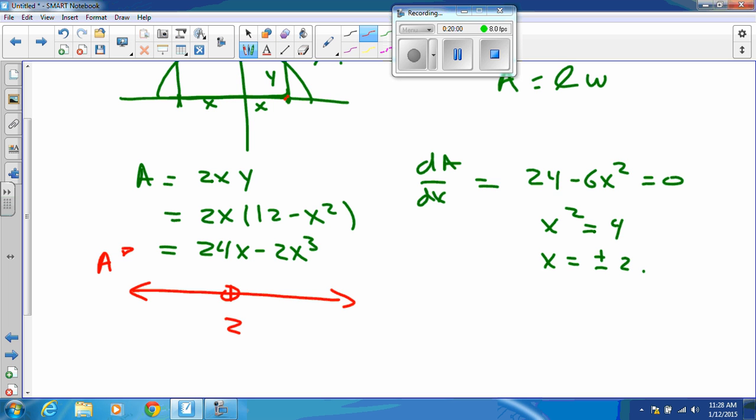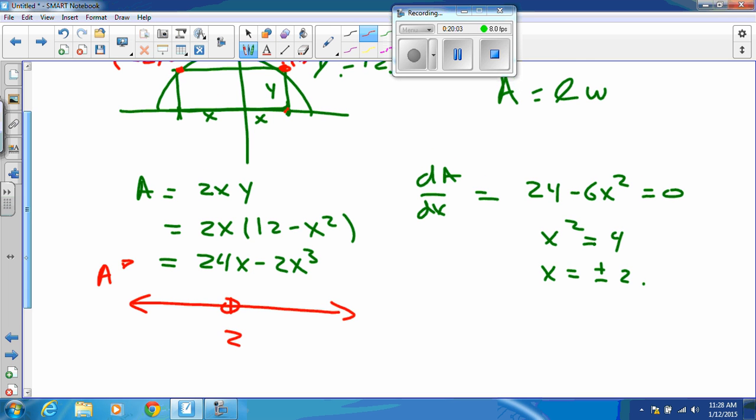Here's the critical point, 2. And now I'm going to consider a value of x that is less than 2. Somebody give me a value of x that is less than 2. 0. I plug in 0 into A prime, not A, but A prime, and I get a positive value, 24. Now I'm going to choose a value of x that is larger than 2. 3 million. And when I take 24 minus 6 times 3 million squared, I get a negative value.